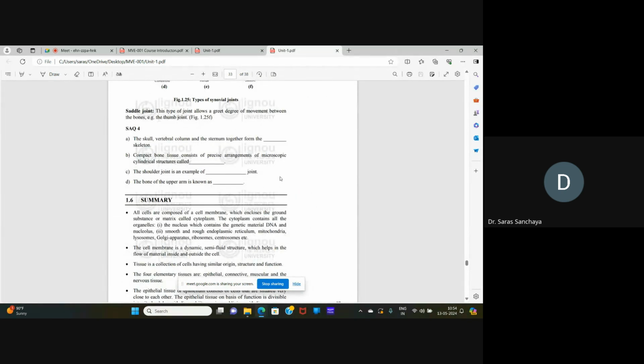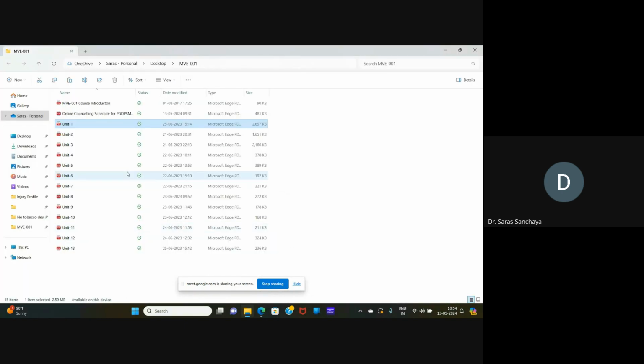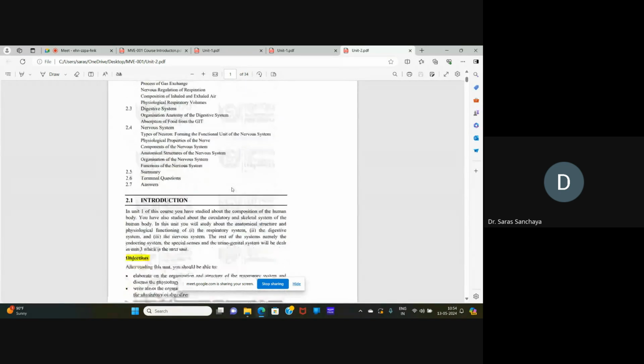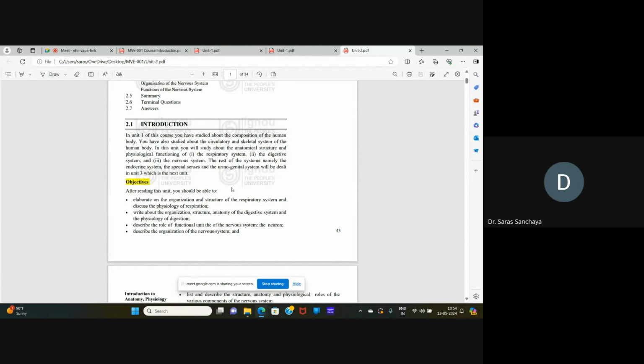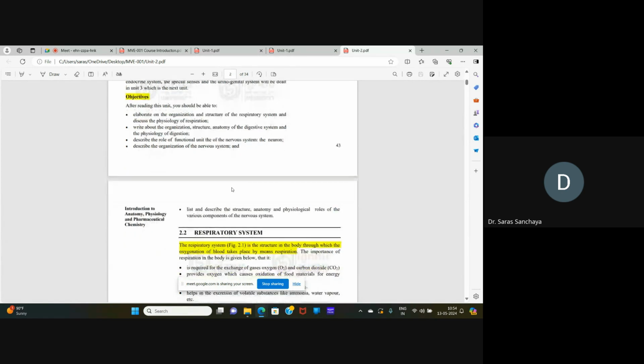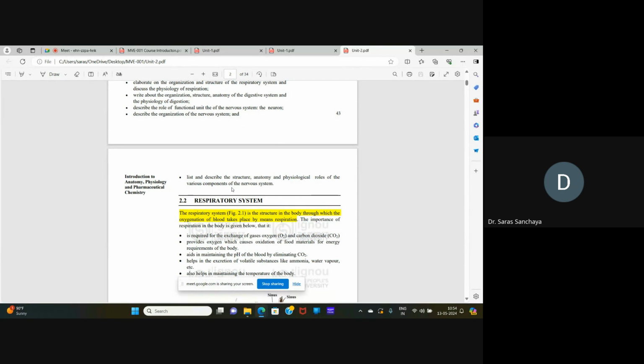Now this unit is finished. We will start with the second unit, anatomy and physiology of various body systems. The objectives of this unit are to elaborate on the organization and structure of the respiratory system and discuss the physiology of respiration, then write about the organization, structure, and anatomy of the digestive system and the physiology of digestion, describe the role of the functional unit of the nervous system, the neuron, describe the organization of the nervous system, and describe the structure, anatomy, and physiology roles of the various components of the nervous system.